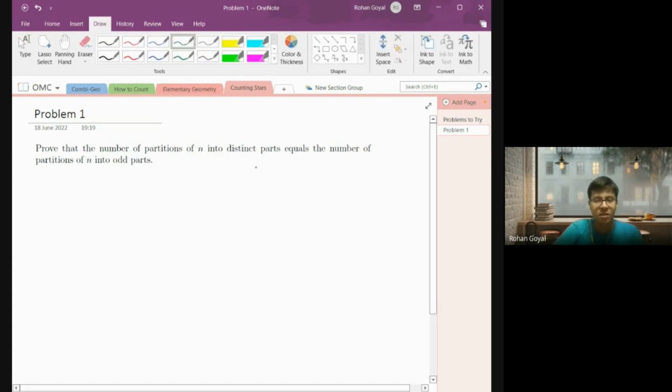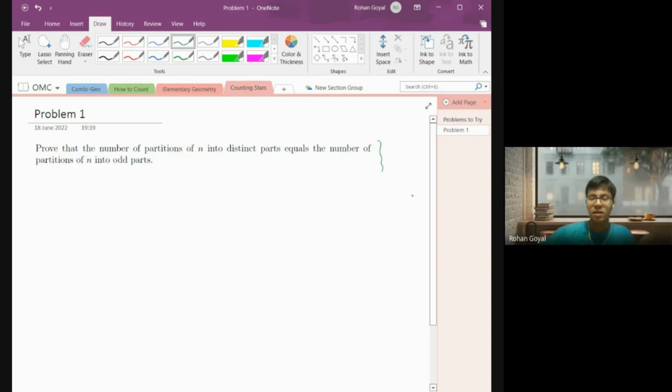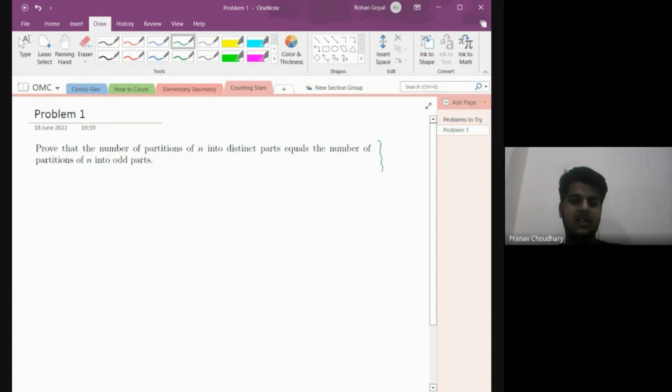We'll start. So how many of you have tried this problem? You can raise your hands or something, even if you just thought about it. Can you tell what does number of partitions mean? Okay, can you be a little louder? How are you partitioning it?